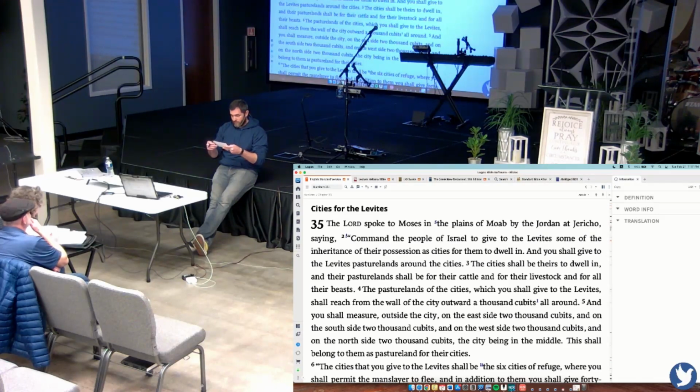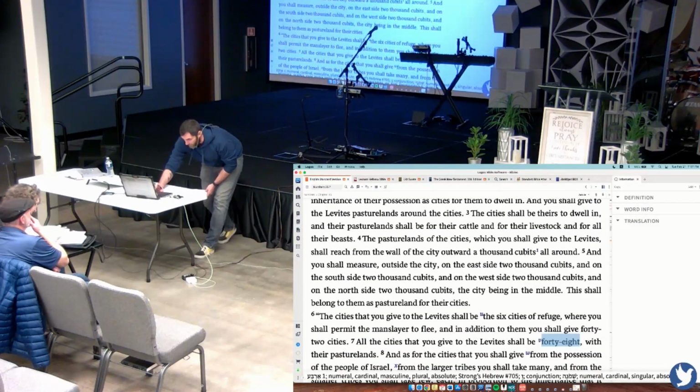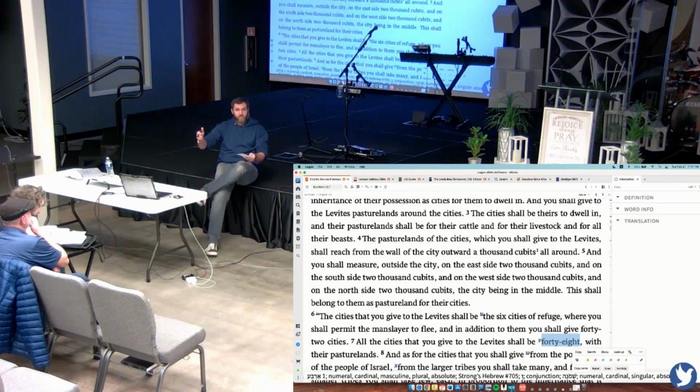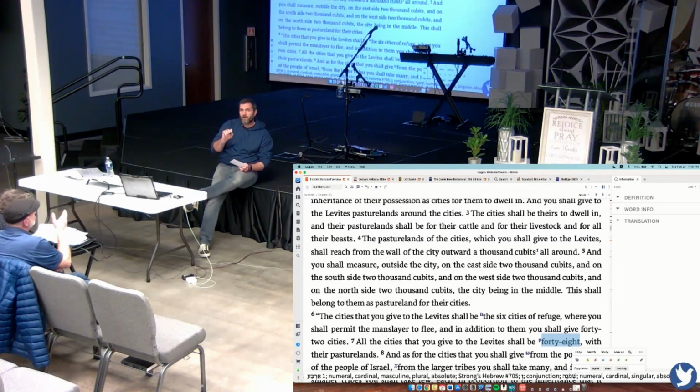Okay. So the cities for the Levites. There are going to be 48 of them. There's 42 cities, and there's a total of 48. 42 of them are just going to be normal cities where the Levites can live, and those cities are going to sort of just be spread around all the other tribes. How come Levi doesn't get its own land? It gets no inheritance because the Lord is there.